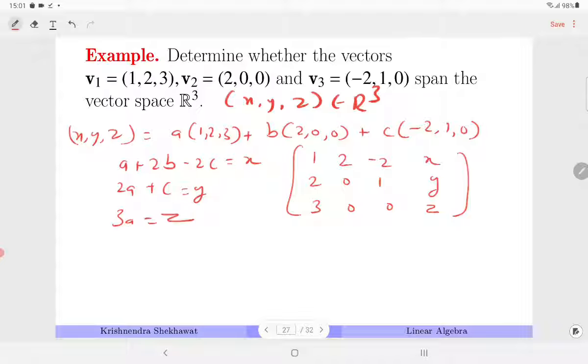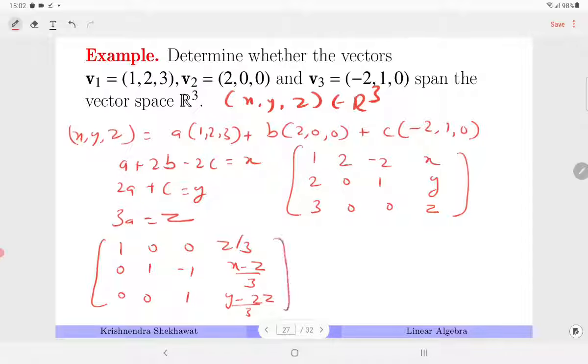Now you need to transform into REF or RREF. I'm not going into the detail, but I want you to try by yourself. The RREF looks like [1 0 0 | z by 3], [0 1 0 | minus 1, x minus z by 3], [0 0 1 | y minus 2z by 3]. If you add R2 and R3, it becomes RREF, but if you leave it here also, there is no problem.